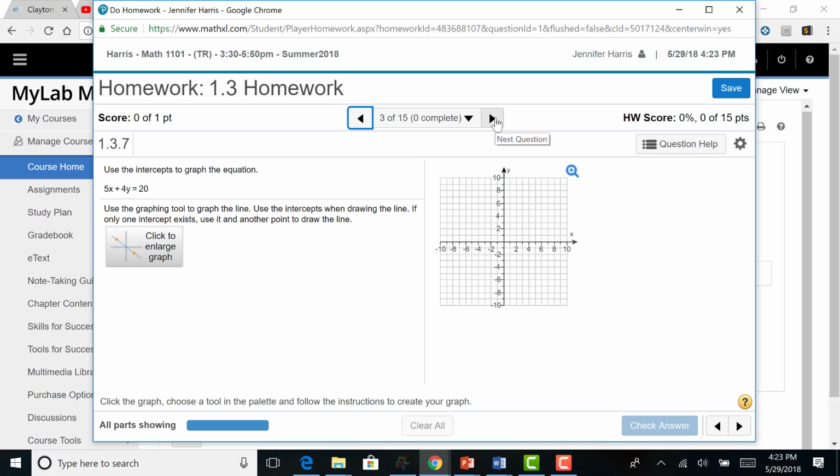So start on the point we already got. I'm going to rise up 5. So I'm going to go 1, 2, 3, 4, 5, and run to the right how many? 1. So I'm going to put a point right there. Now connect the dots and draw your line. Once you put the 2 points, MyMathLab will connect the dots and draw the line for you. You okay with that?